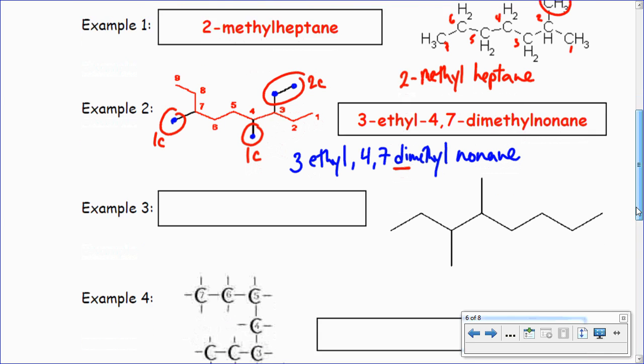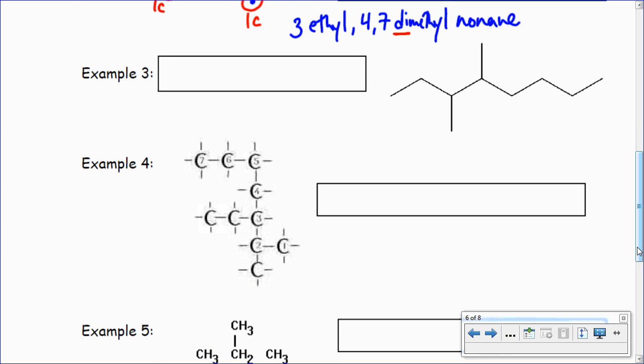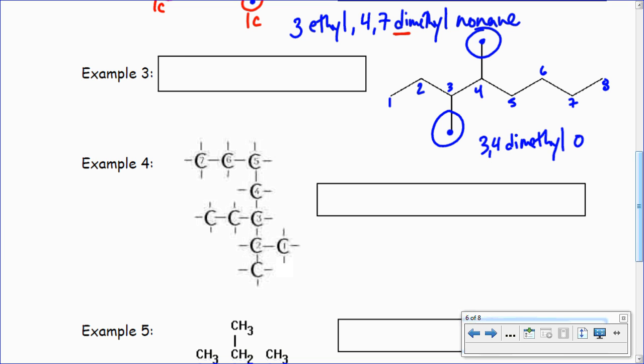Third example. Let's take this one, and this is how you're going to do it. You're going to find the longest carbon chain that you got. You got 1, 2, 3, 4, 5, 6, 7, 8 carbons. And on the third carbon, we have 1 hanging off, and the fourth carbon, we have 1 hanging off. So these are the 2 branches. So we've got 3, 4, di, it's 1 carbon, so it's methyl. And then we got octane, O-C-T-A-N-E. 3, 4, dimethyl octane.